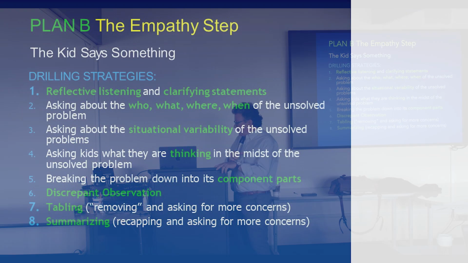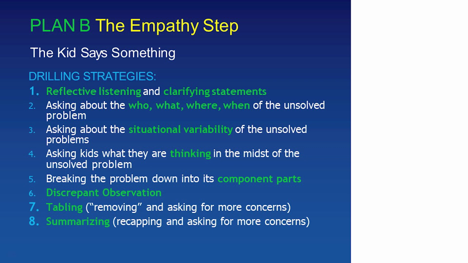Strategy number 3 is asking about the situational variability of the unsolved problem. It's a really good drilling strategy. It's not one of your top 3. Your top 3 are number 1, number 2, and number 8. Asking about the situational variability of the unsolved problem might sound like this. It's basically asking the question, how come the kid can meet the expectation under some conditions and not others?